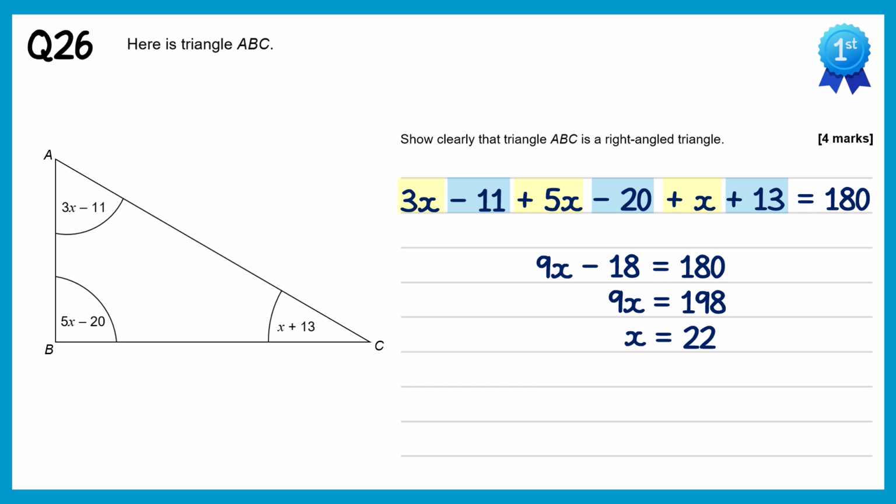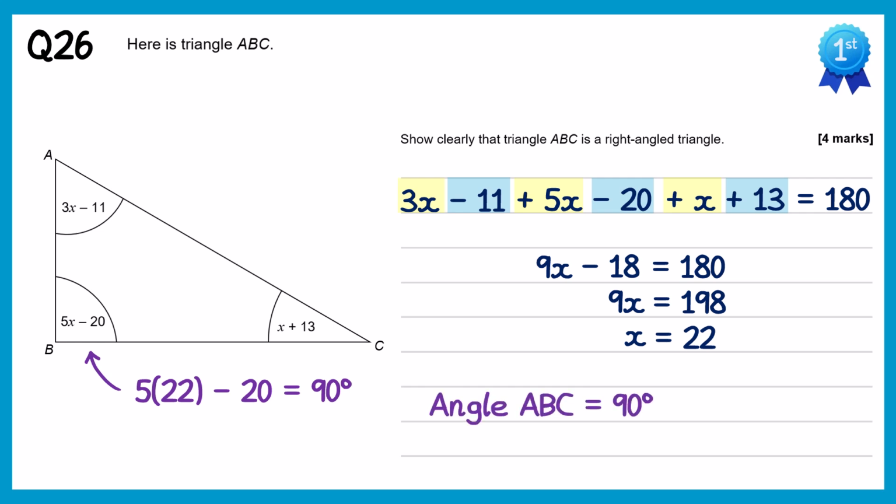So we now know the value of x, it is 22. We can substitute 22 into all of the angles to work out their size. If you substitute 22 into this one, you get 5 lots of x, or 5 lots of 22, subtract 20. If you do this with your calculator, you'll see it gives 90. 90 degrees is a right angle, so we can say that angle ABC equals 90 degrees. And if the triangle has a right angle, then the triangle must be a right angled triangle.